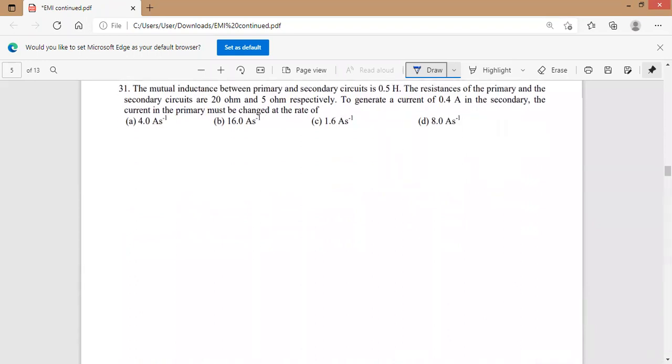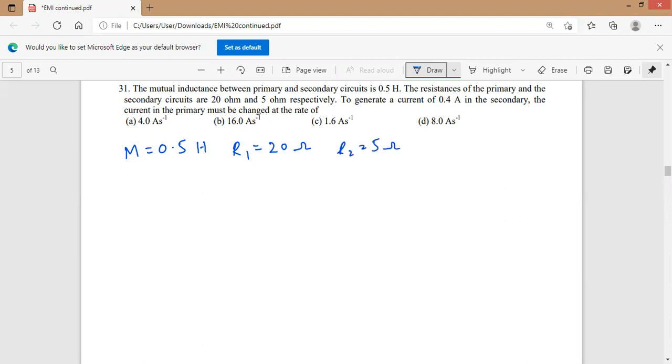Next problem. The mutual inductance between primary and secondary circuit is 0.5 Henry. So M is equal to 0.5 Henry. The resistance of the primary coil R1 is equal to 20 ohm. R2 is equal to 5 ohm.